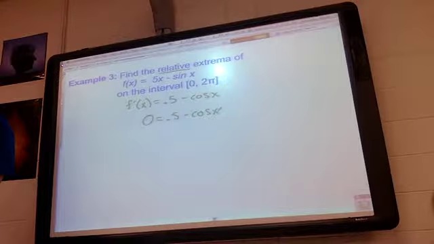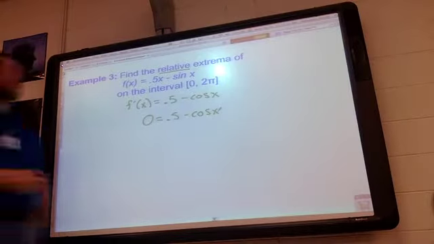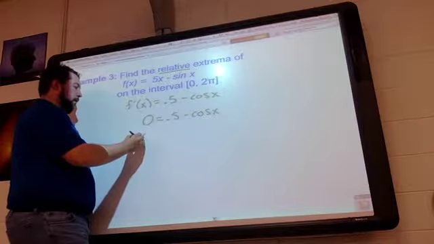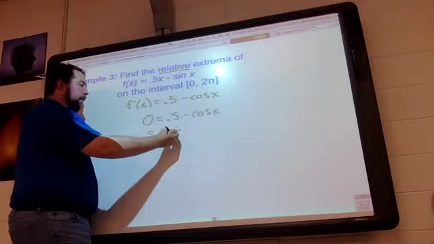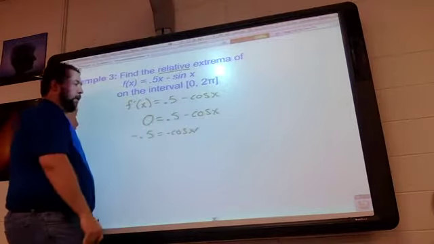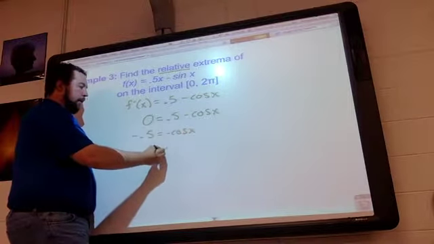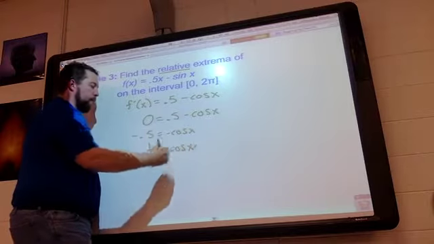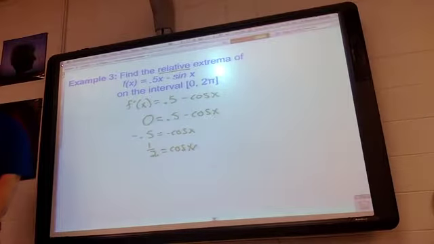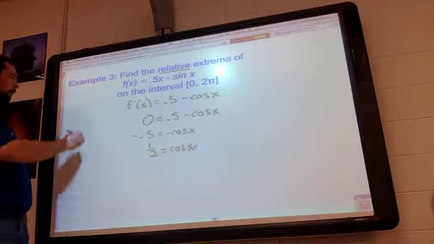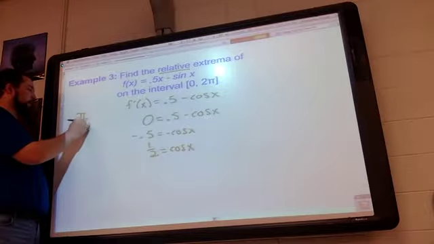And then I can do what with a 0.5? Subtract it over, which will give you negative 0.5 is equal to negative cosine. I can get rid of the negatives by dividing. So basically, where is cosine 1/2? Pi over 3. It's going to be pi over 3. That's one of the places.